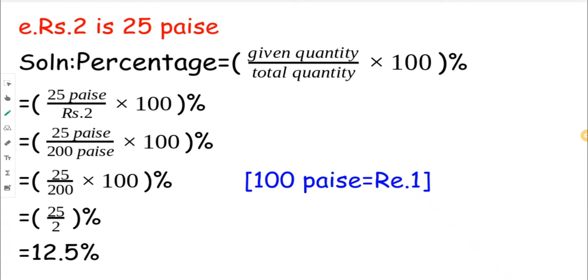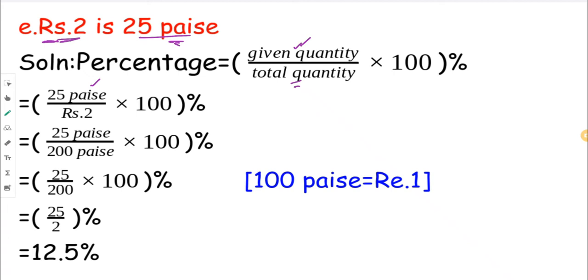So you'll notice here that this is rupee, this is paisa, okay, which means you cannot do it if they are different. Rupees and paisa are different. I have to convert both of them to be rupees or both of them to be paisa, but here we'll convert it in terms of the smaller one, paisa. All right, so once again, given quantity upon total quantity into 100, right? So given quantity is how much? 25 paisa I've written. Total quantity is how much? Rupees 2, right?